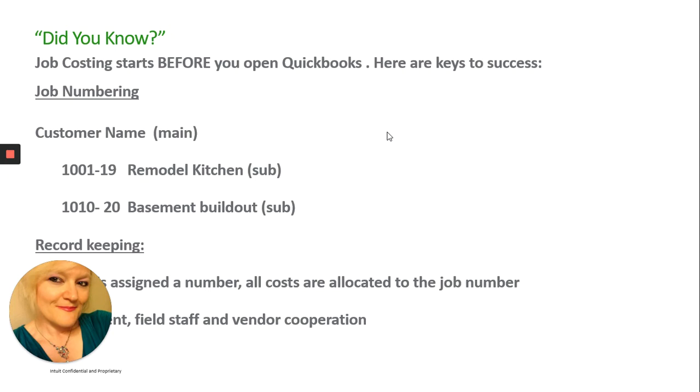With record keeping, it's much more helpful that all your costs are allocated to the job number. This is true for vendor, field staff, and management, so you're all on the same page with the job, particularly if you have a large number of jobs.